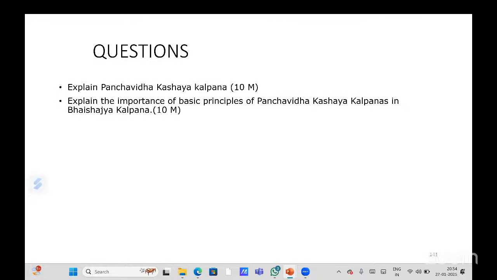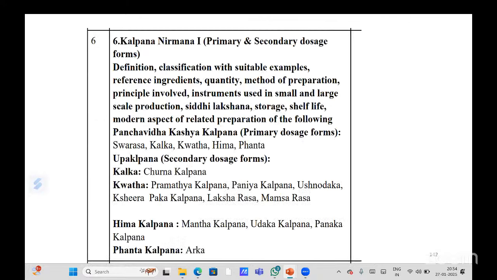So these are the RGHS previous question papers: Explain Panchavida Kashaya Kalpana, and explain the importance of basic principles of Panchavida Kashaya Kalpana. Moving to the syllabus points: definitions, classifications with suitable examples, reference, ingredients, quantity, method of preparation, principle, etc.